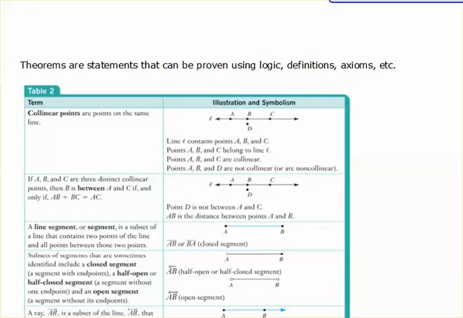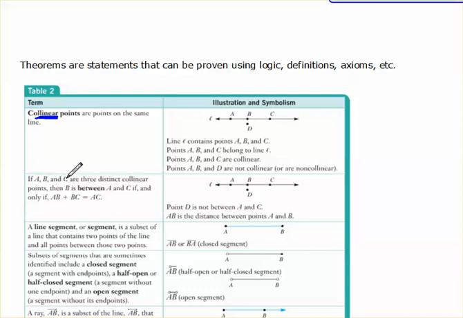Now, I said we were going to talk about collinear. Collinear points are points on the same line. Think about linear being in there as part of the term. Linear meaning line. So any three points that are on the same line are called collinear. Now this point here, D, that is not on the line, so that would be non-collinear. Not collinear.